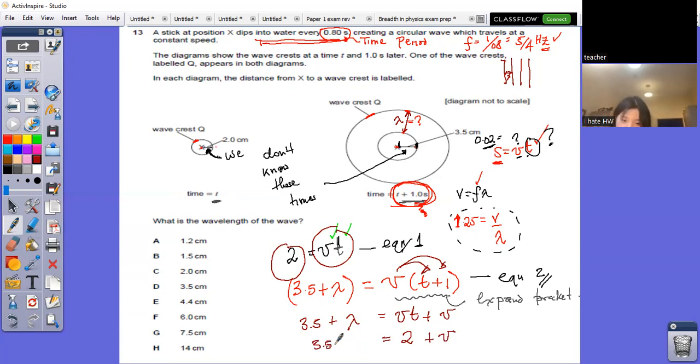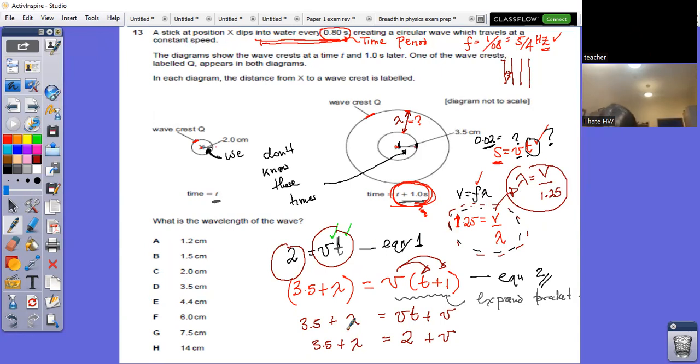Are you following so far? Good. But what do I know? I know from this equation here that lambda is equal to V over 1.25. Are you happy with that? So do you reckon you can use this information now to get to the answer?